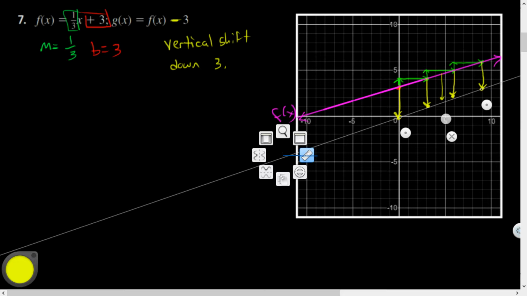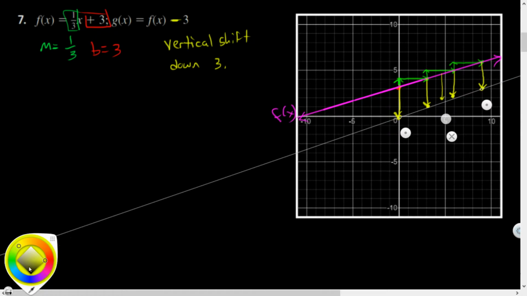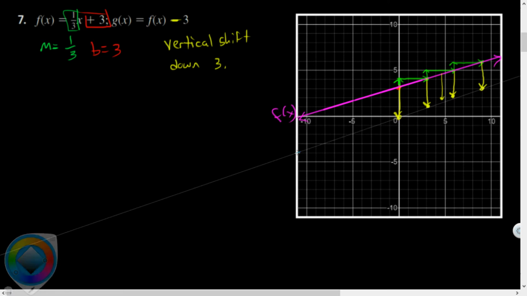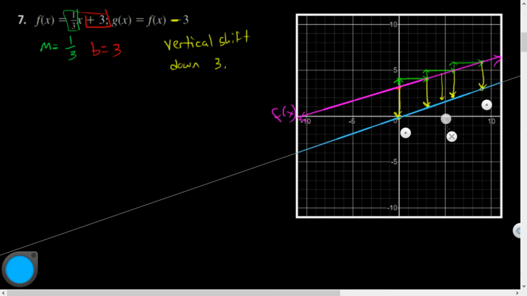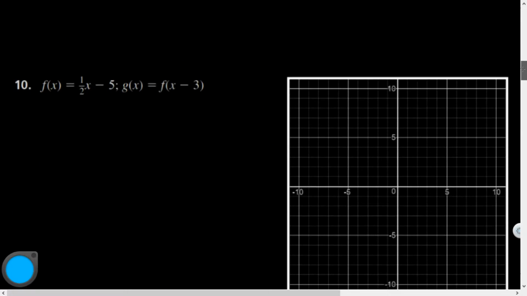And notice that, let's see, I guess I'll make it a blue line here. I don't think I have anyone for ace today. I have a meeting today. So here's the function g of x, and notice everything's been shifted down 3 to get it. Okay, so that was the first type of transformation we had seen.